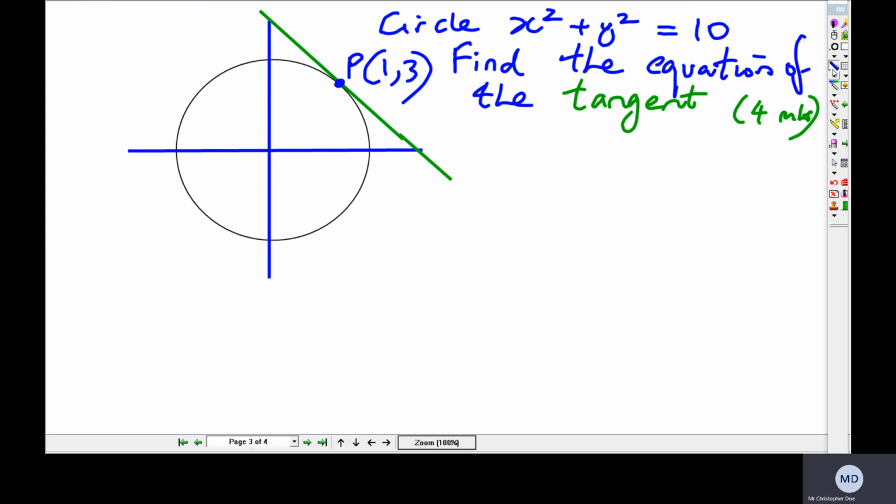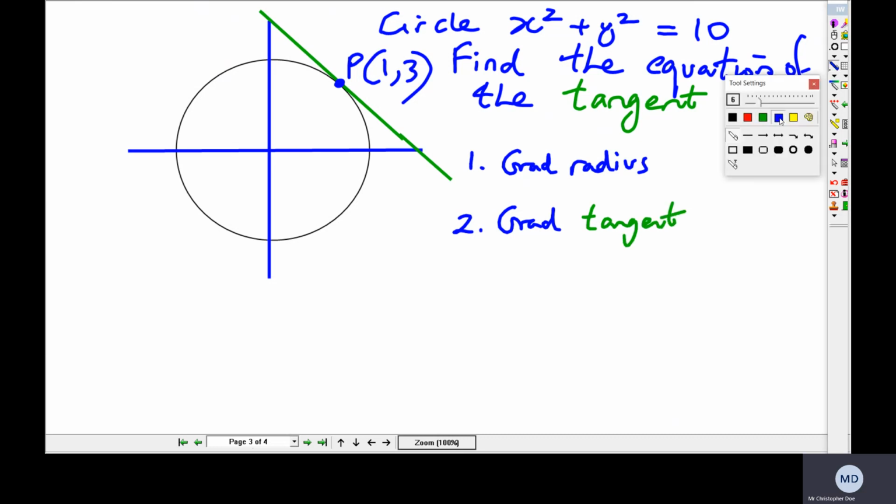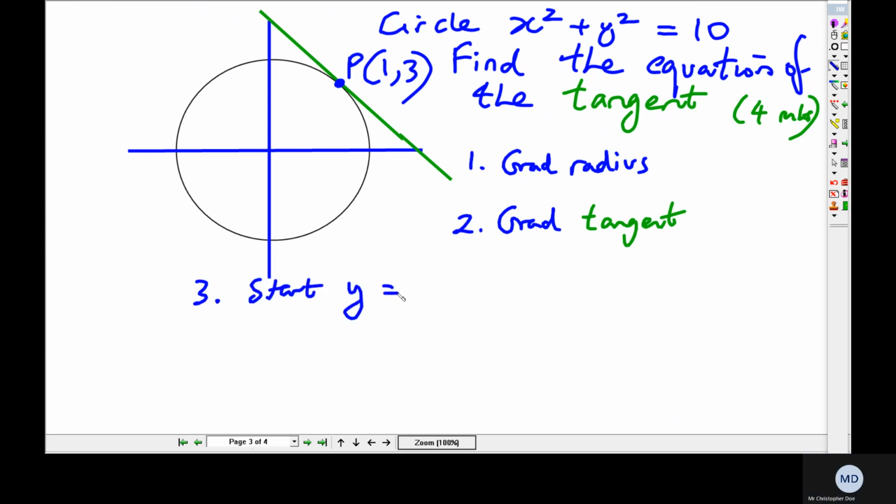Right, so let's split it up. What you need to know. Gradient of the radius. And you get the gradient of the radius. Secondly, could you get the gradient of the tangent? Try and scaffold it for you so you know what to do. Thirdly, could we start the equation? And fourthly, can we do the substitution? And that should help you get the answer.